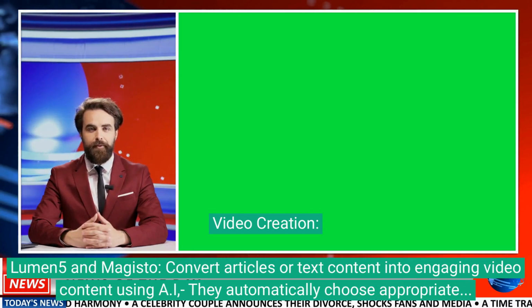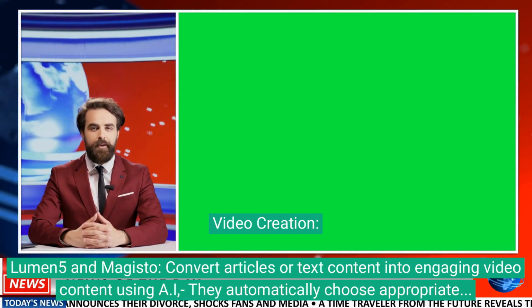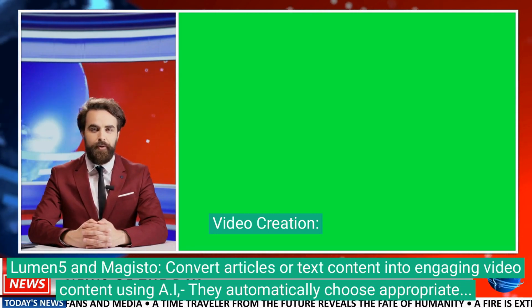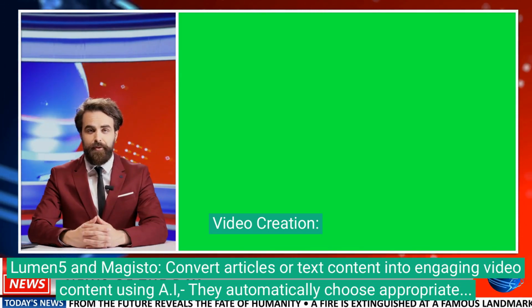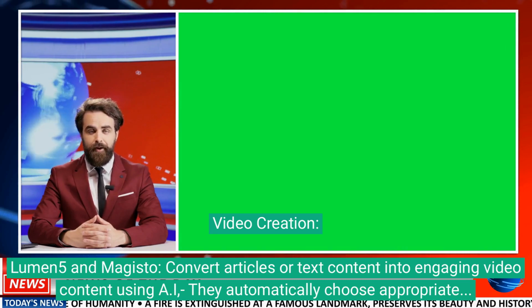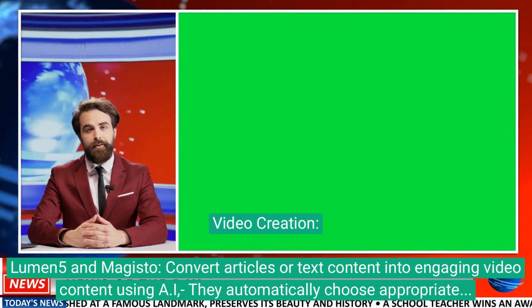Video creation. Lumen 5 and Magisto convert articles or text content into engaging video content using AI. They automatically choose appropriate video clips, images, and background music based on your content.